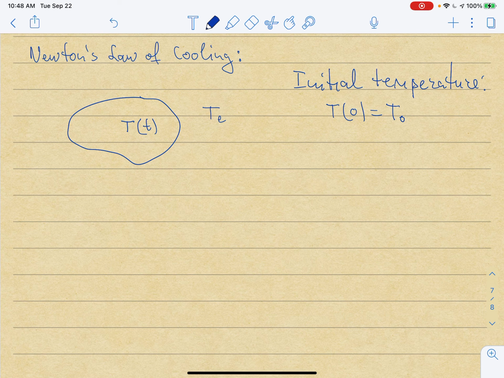And you take this object and you bring it into an environment with a temperature TE. And you want to see how the temperature of the object will evolve in time. So in order to figure out how this evolution happens, what we need to do again is to design an ODE which will govern the evolution of a temperature. And to construct this ODE, we have to understand what's going on with the rate of change of a temperature.